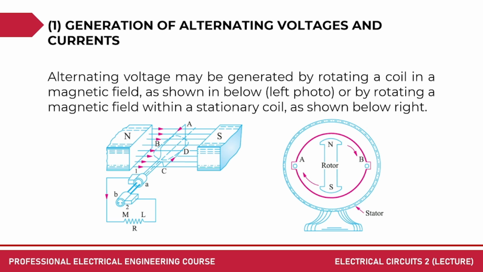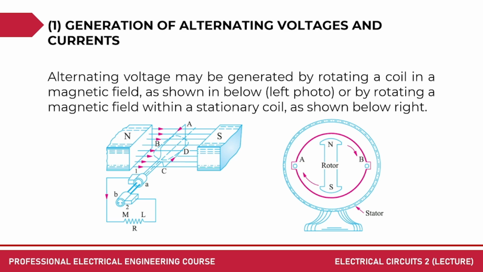First, the generation of alternating voltages and currents. Alternating voltage may be generated by rotating a coil in the magnetic field as shown below on the left photo, or by rotating the magnetic field within the stationary coil as shown below right.